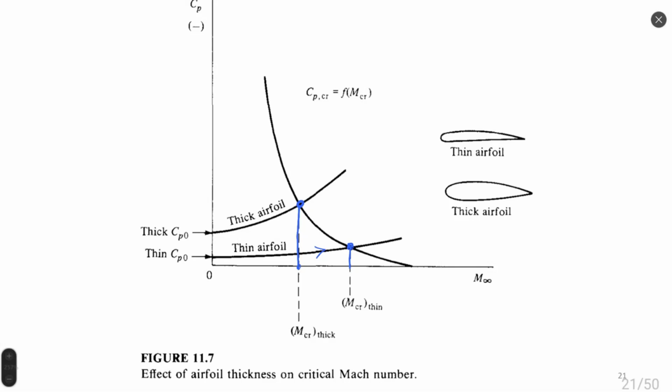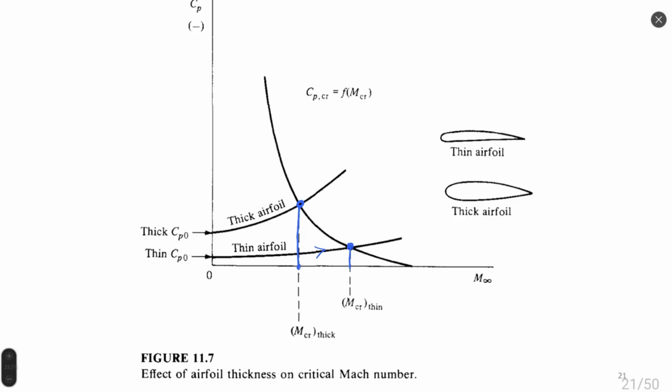This is a proof why thin airfoils fly faster than thick airfoils, because thick airfoils reach critical Mach number sooner. The critical Mach number for a thick airfoil is always smaller than for a thin airfoil.